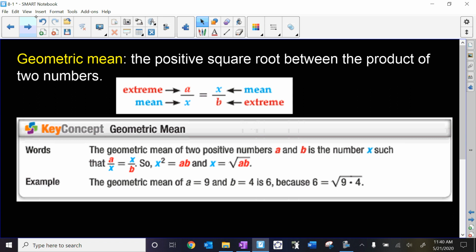If you remember back in section 7.1, we looked at extremes and means, and I told you that they wouldn't necessarily mean all that much to us at that point when we were just solving proportions. But this is where they come into play when we look at geometric mean. You're going to be given two numbers, A and B, and I'm going to be asking you to come up with the geometric mean between them. So you're going to put X in the means position. You can solve it using cross multiplication, or I'll just show you the shortcut method.